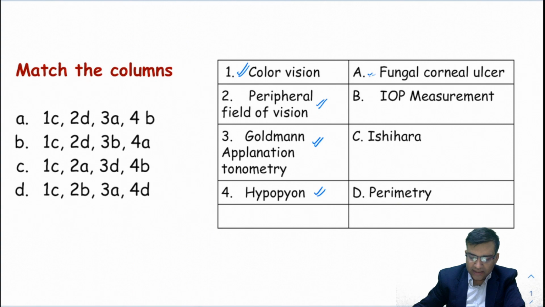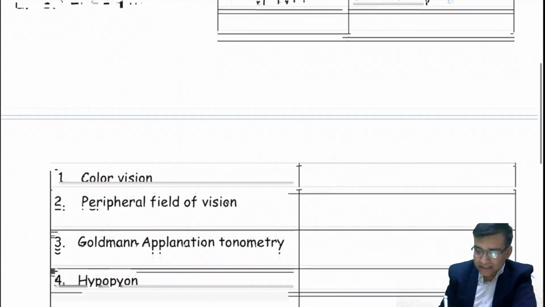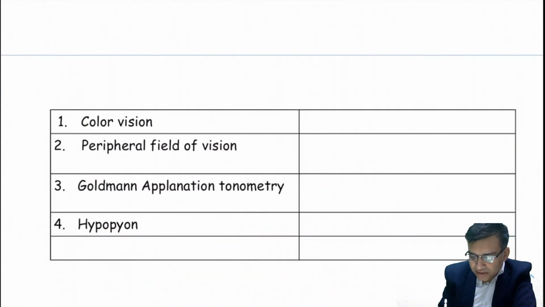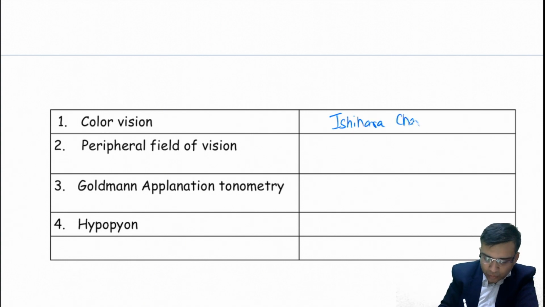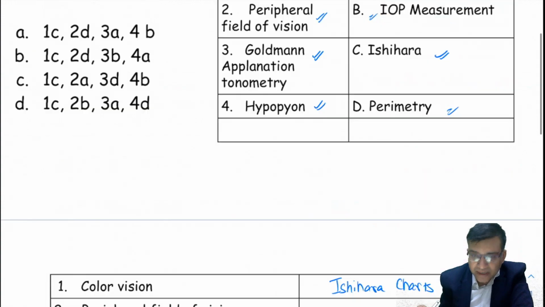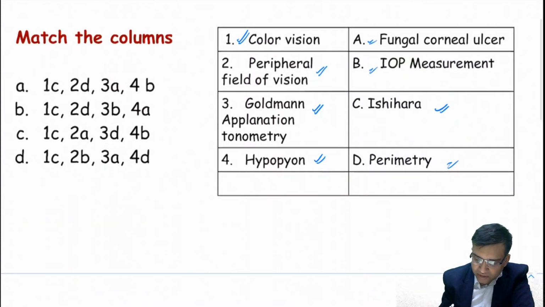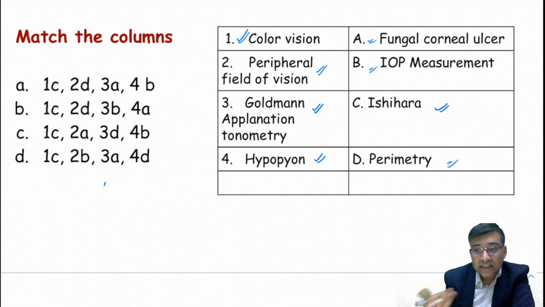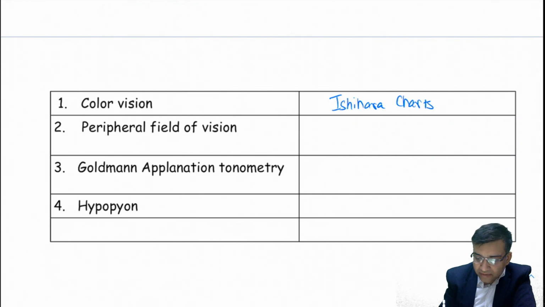Okay, so let's see first of all the color vision. Out of them, color vision can be diagnosed with the help of Ishihara charts. So color vision was with the Ishihara chart, so I write it here. One goes with C. Okay, then we have peripheral field of vision. Peripheral field of vision, we all know, can be diagnosed with perimetry. So here we have perimetry, like your Humphrey visual fields, like your Goldmann perimetry.